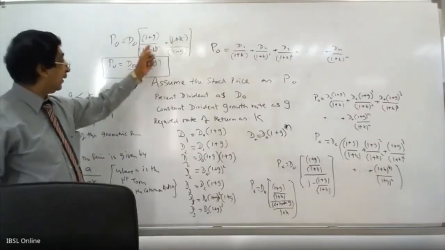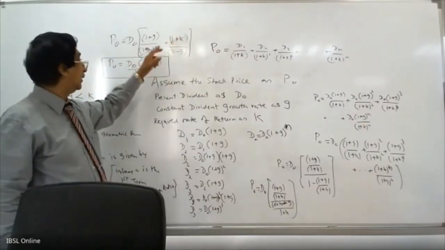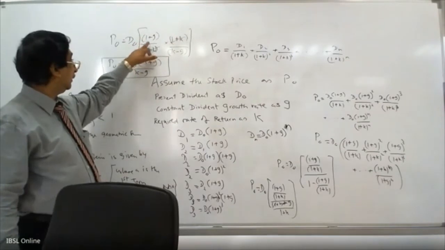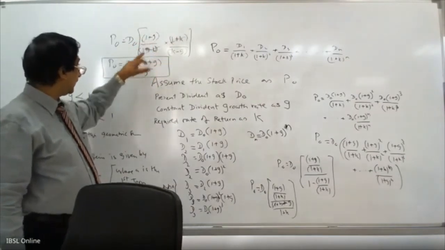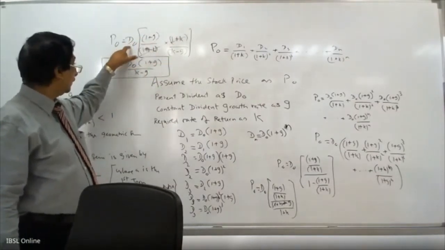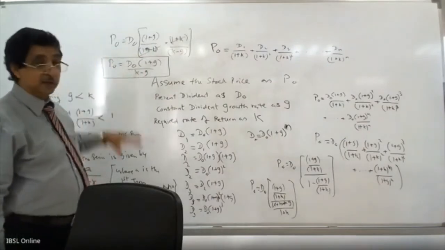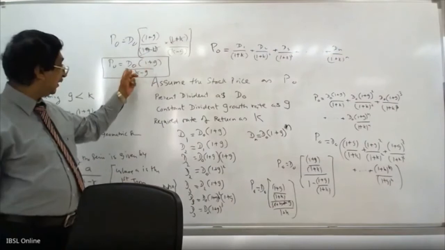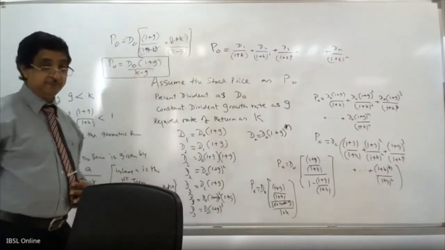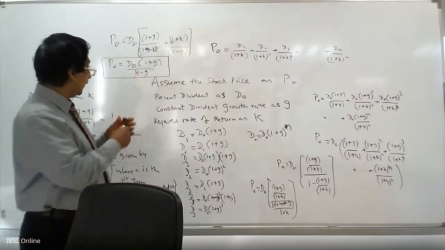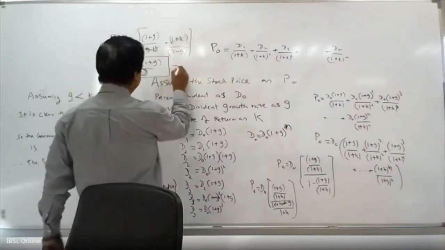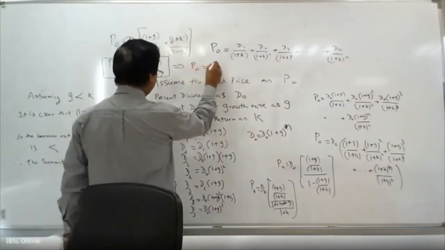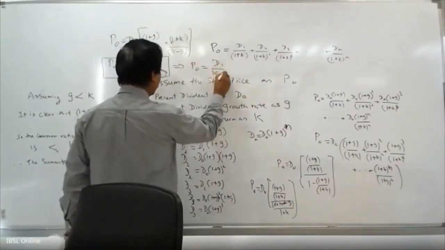Then 1 plus K and 1 plus K cancelled off. Then 1 plus G divided by K minus G retains here. And D0 is also there. So this is the formula. Then P0 is equal to D0 times 1 plus G divided by K minus G. And this also can be written as P0 is equal to D1 divided by K minus G.